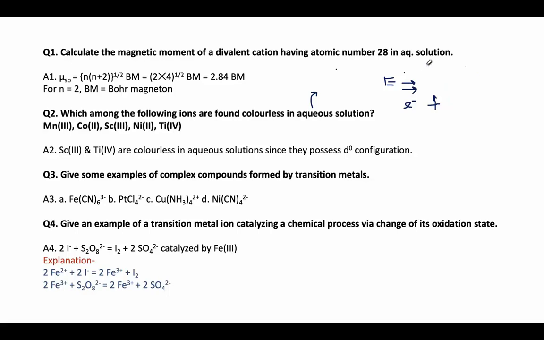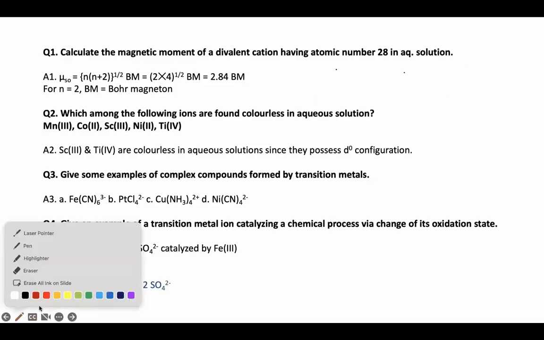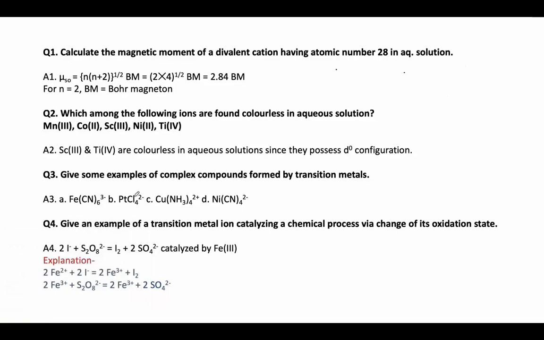Now we shall move to the next question. The next question is, give some examples of complexes formed by transition metals. So this is basically an informative question for you. These are the complex compounds that are actually formed by the transition metals. Now transition metals are capable of forming a variety of complex compounds. So which are actually complex compounds?